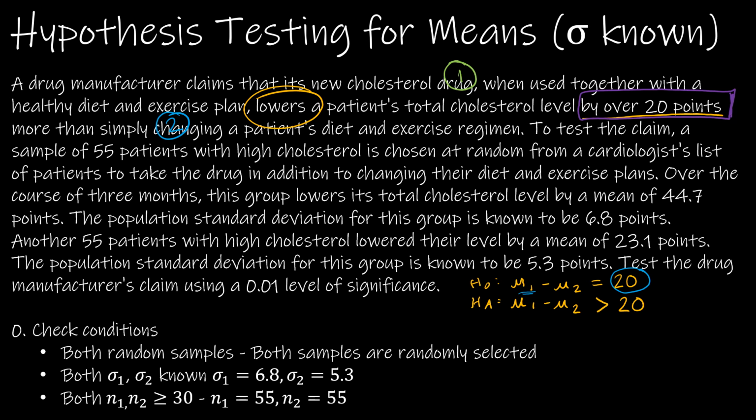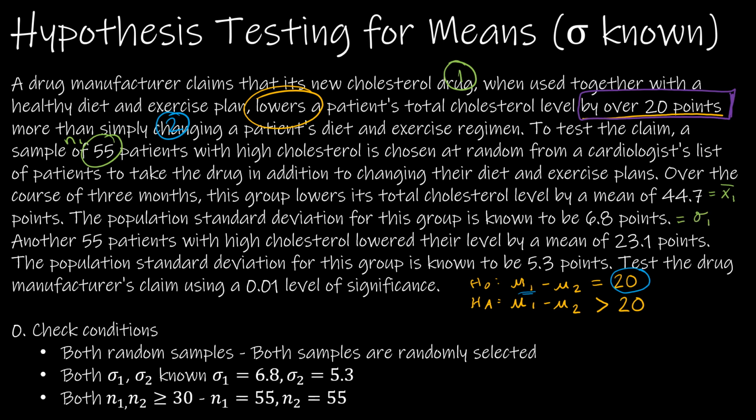To test the claim, a sample of 55 patients with high cholesterol is chosen at random from a cardiologist's list of patients to take the drug in addition to changing their diet and exercise plans. So there are 55 in N1. So the first sample has 55. Over the course of 3 months, this group lowers its total cholesterol by a mean of 44.7 points. The population standard deviation for this group is known to be 6.8 points. So that's everything for 1.